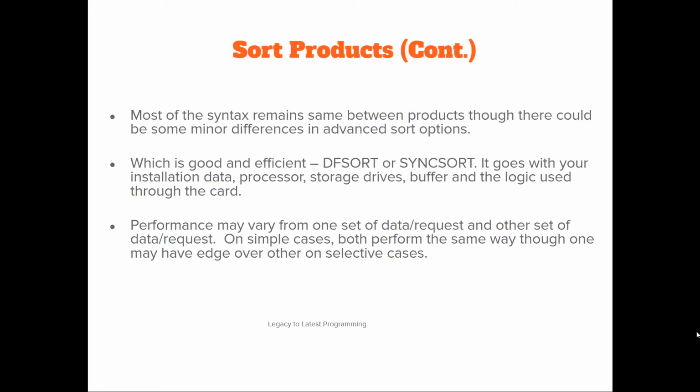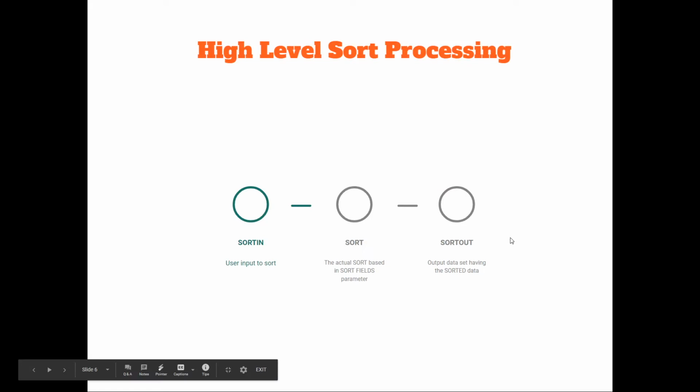Mostly both versions of sort are the same except for minor differences in certain scenarios. Efficiency and performance also vary slightly based on the input, the processing power that is available, and also on the storage drives and buffer. Depicted here is a very high level example of a sort step in which we have three main criteria. One is SORTIN, where the user feeds the data to the sort step. The sort card, where the user specifies on what criteria the data is to be sorted, and SORTOUT, where the output data is pointed and stored.